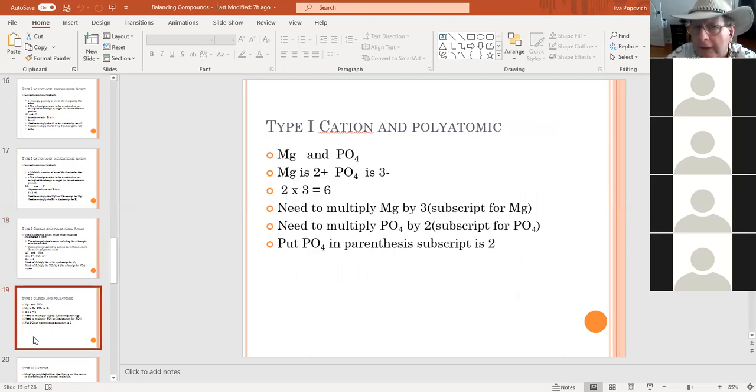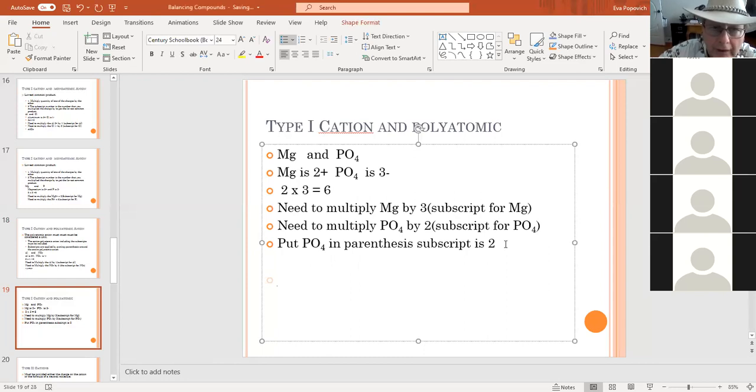So if I have Mg and PO4, Mg is +2, PO4 is 3-. Least common denominator is 6. So I'm going to need to multiply the Mg by 3. That becomes the subscript for Mg. And I have to put the PO4 in parentheses because the PO4 is going to Atlanta. And I have to put a subscript of 2. So it's going to look something like this. Oh, okay. Does that make sense to you guys?